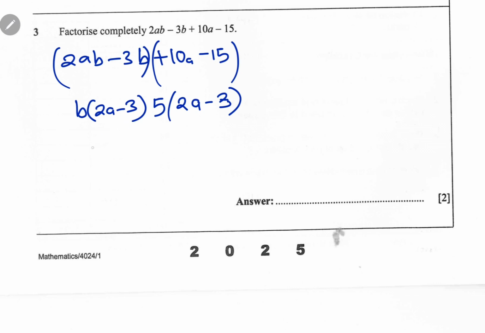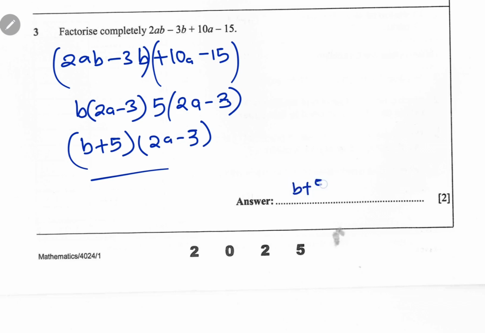Okay, so let us bring what is common together. What is common outside? That is b and 5. Then what is common inside is 2a minus 3. So this is the answer. We put it there: b plus 5, then 2a minus 3.